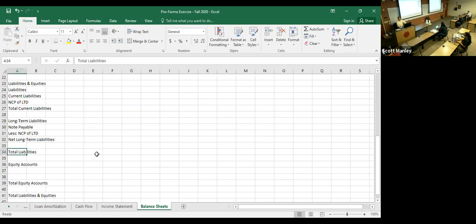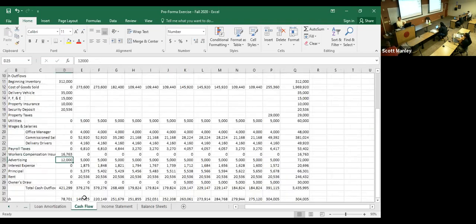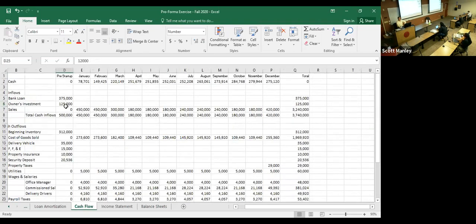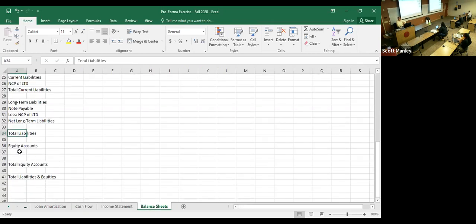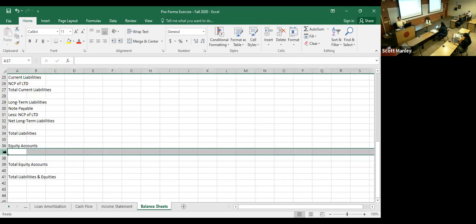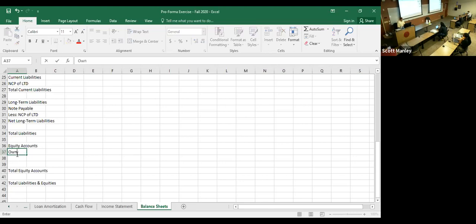So our total liabilities is just going to be our current liabilities plus our long-term liabilities. Okay? Let's get back to our cash flow. I put some money into this. Owner's investment. You remember that? So on my balance sheet under equity, remember, we got owner's investment.